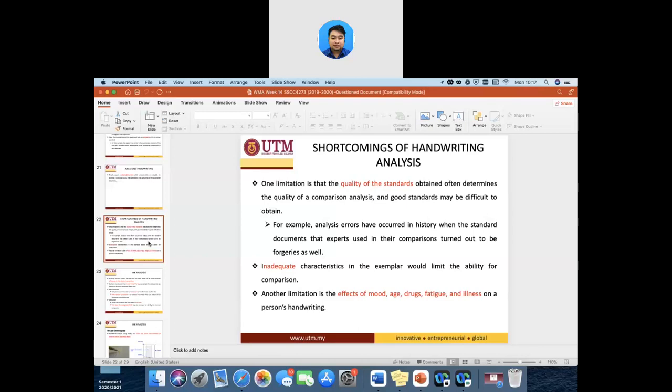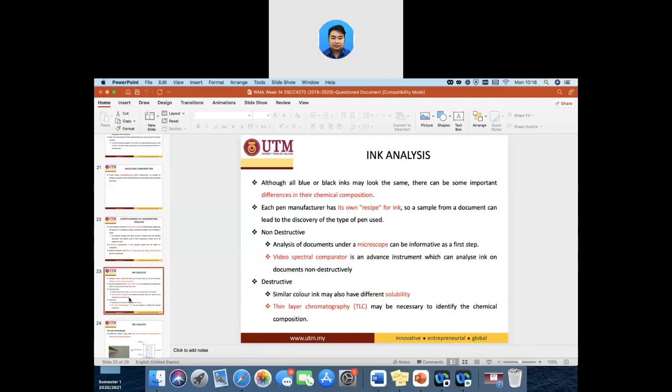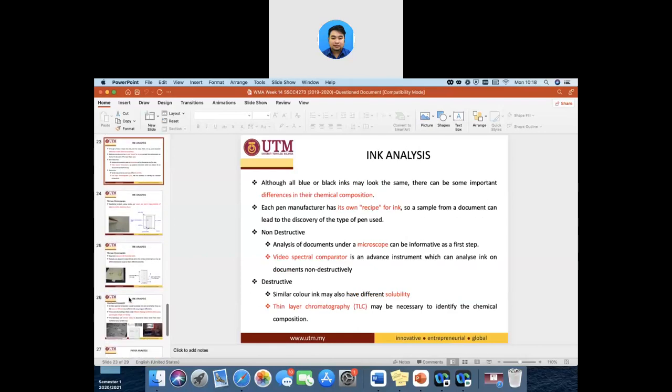So inadequate characteristics of the exemplar will also limit the ability for comparison. So that's why when you are trying to form a sentence for them to do the exemplars, you need to create a sentence which exhibits all of the characteristics you want to determine later on. Another limitation also is the mood, the age, whether the person is on drugs or not, everything that can affect their handwriting. Alright. So that is the shortcomings of handwriting analysis, but nonetheless we can use handwriting analysis for individualization purposes. Okay, so that is all for document examination.